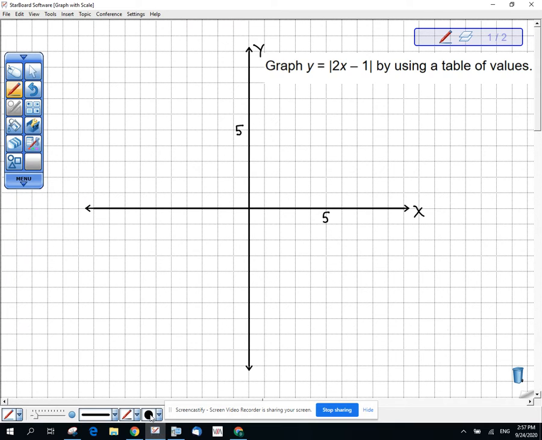This would be the way that you first learned it, and kind of is always somewhat the go-to, right? You can always make a table of values, sometimes called a T-chart, right? So thing is you gotta figure out where the vertex of this graph is.